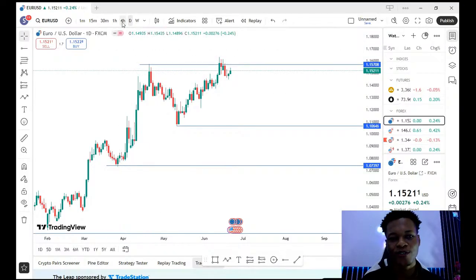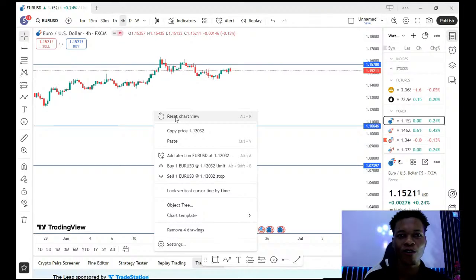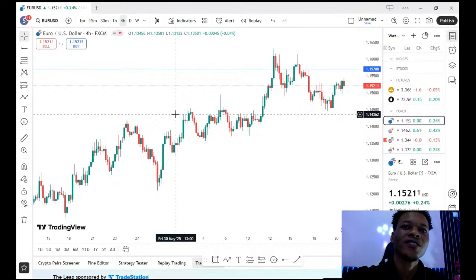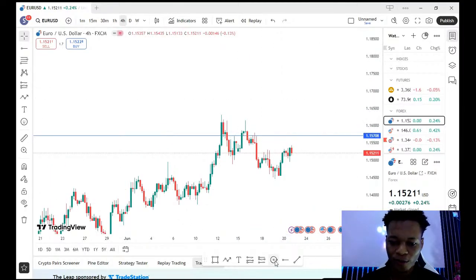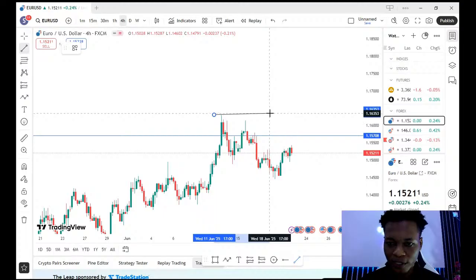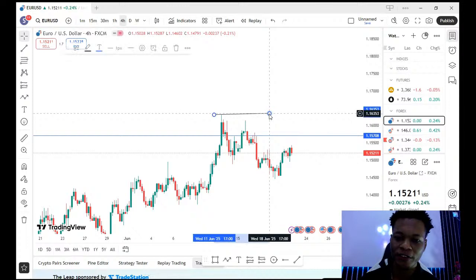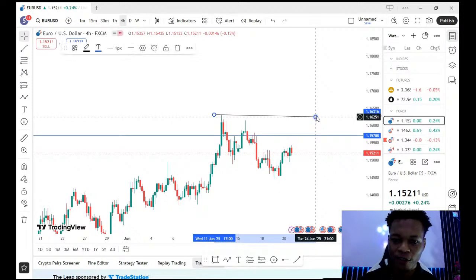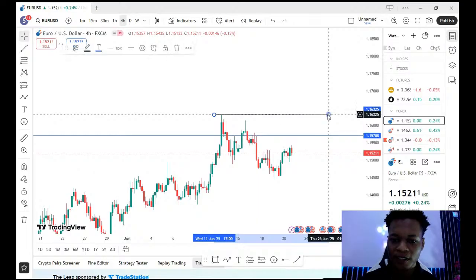So what I'll do is go down to the 4 hours time frame to see what price is actually doing. I'm currently on the 4 hours time frame. If you notice on the 4 hours time frame, price went all the way to 1.16353. This is the highest level it has gone to on Euro USD.